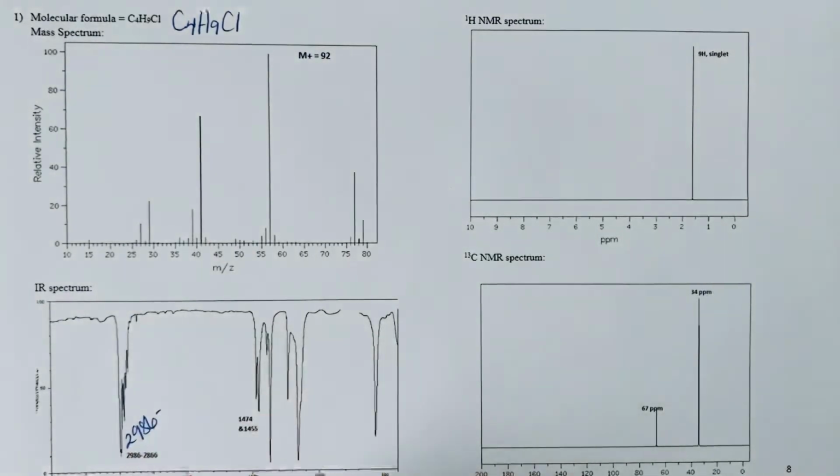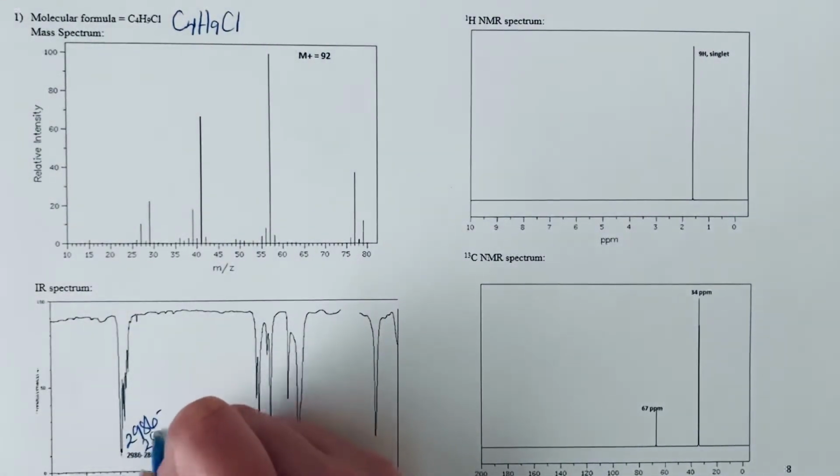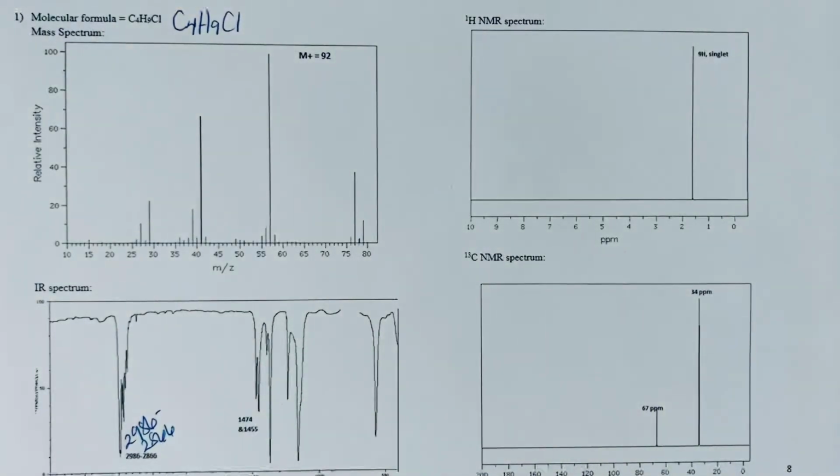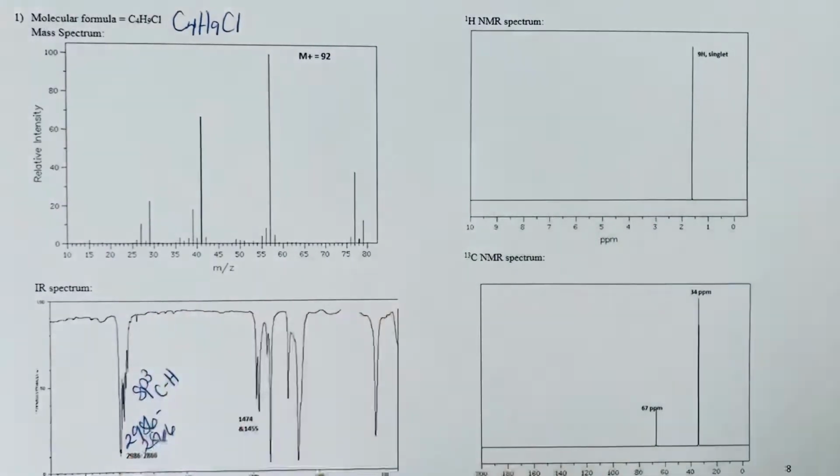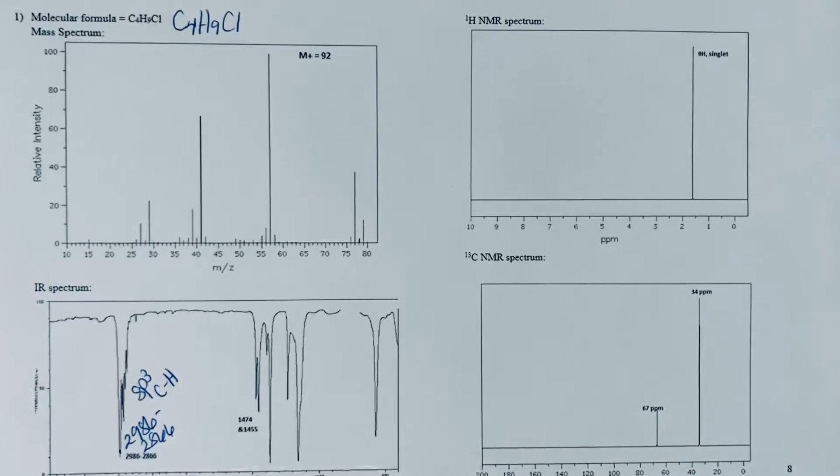are 2986 to 2866. These are just below 3,000. This looks like those sp3 carbon-hydrogen stretches. And these other bands that are indicated are below 1,500. These are in the fingerprint region, so we're not going to worry about those. I will tell you they're also associated with alkyl groups. So really all we're seeing from the IR spectrum is that we have sp3 hybridized carbon atoms.